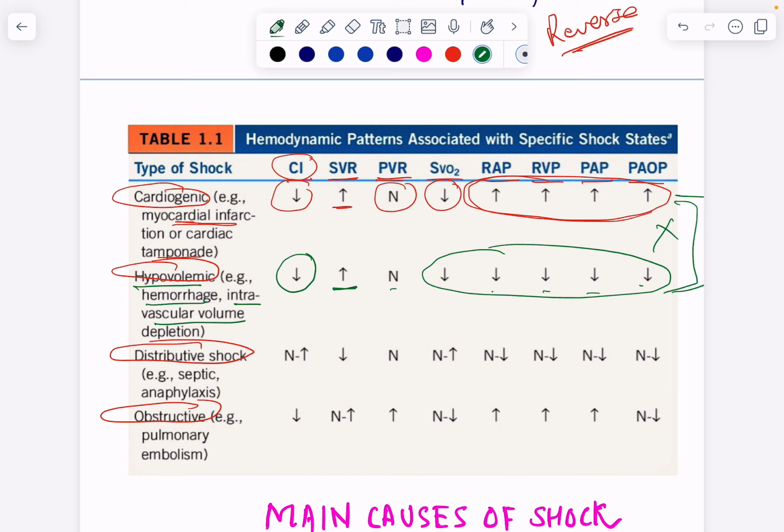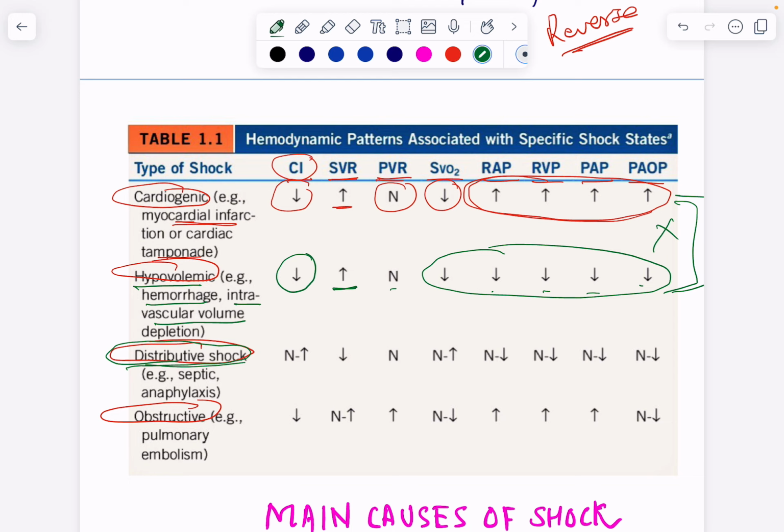Now let's go to distributive shock. So what is distributive shock? It is, for instance, septic shock, anaphylaxis, etc. In septic shock, the basic pathophysiology, we know that because of the bacterial toxins, because of some interleukins, and because of some other products, there is severe vasodilatation.